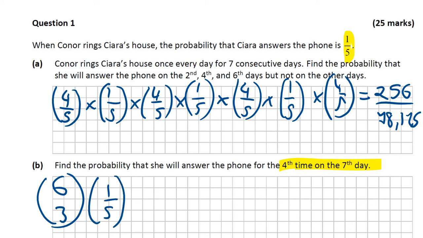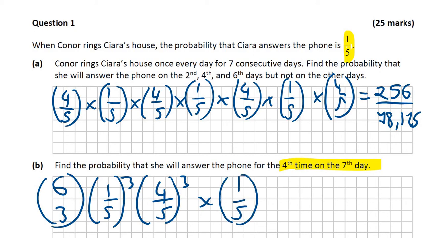Probability of success there of those 3 is 1/5, so it's going to be 1/5 cubed times the probability of failure cubed, because there's 3 days it fails, times answering it then for the 4th time on the 7th day, times 1/5. So our answer there is going to be 256 over 15,625.